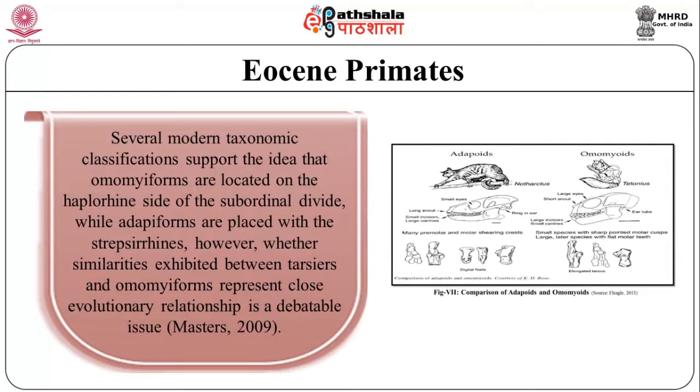Several modern taxonomic classifications support the idea that omomyiforms are located on the Haplorhini side of the suborbital divide, while adapiforms are placed with the Strepsirrhini. However, whether similarities between tarsiers and omomyiforms represent a close evolutionary relationship is a debatable issue, as given by Masters 2009. Now the next figure provides the comparison of adapoids and omomyoids.